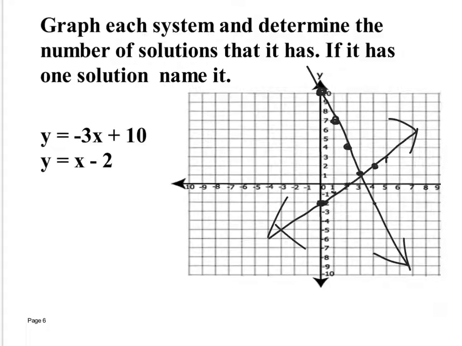When it says name it, really what they're asking for is what is the solution? Where does it cross right here? (3, 1). If it doesn't say that, you don't have to do it, but let's just practice. Is this consistent or inconsistent? Consistent. It has at least one solution. Is it independent or dependent? Independent, because it only has one solution. It's not asking for that, but that's just practice. Any questions on that? All right, here's your homework assignment for today.